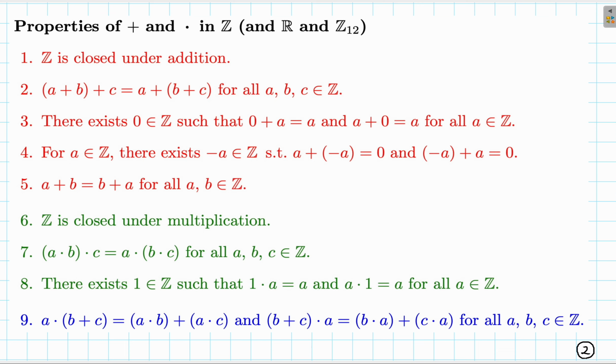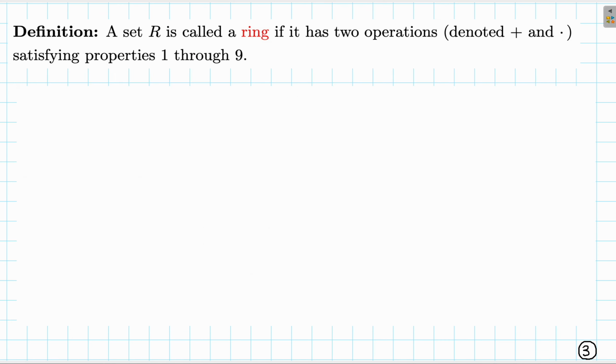Now, because the set of integers Z satisfies these 9 properties, we say that Z is a ring. And similarly, the set of reals R is also a ring, and the set Z12 is a ring as well. So here's a generalization. A set R is called a ring if it has 2 operations, typically denoted as addition and multiplication, satisfying properties 1 through 9 that we saw in the previous slide.